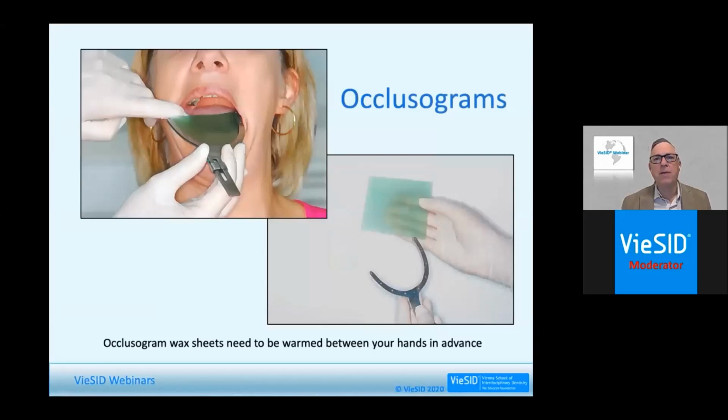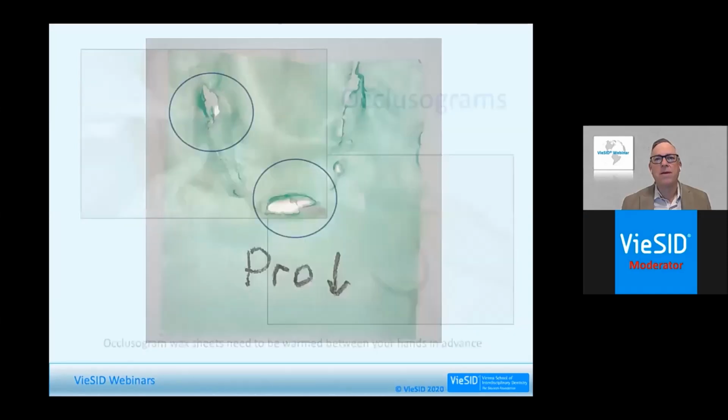Occlusograms, which are thin pieces of wax, allow us to study how the teeth come together in various mandibular movements chairside, and they're an integral part of our initial diagnosis. This one depicts protrusion. Note the heavy load on the central incisors and a possible interference in the 4-6 area.